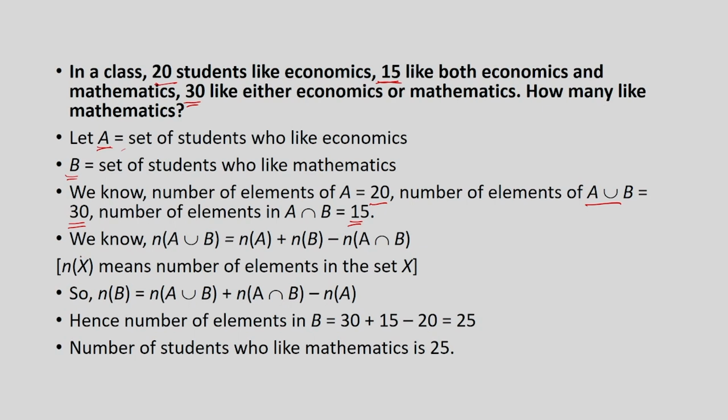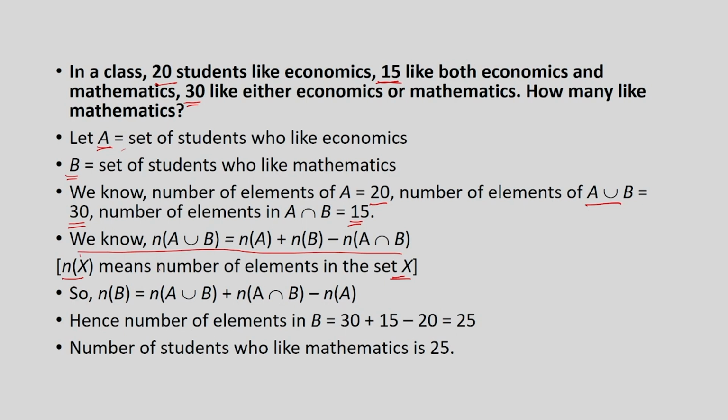And this is what we know, this is a theorem that we are going to use here, that n of A union B is equal to n of A plus n of B minus n of A intersection B. What is n? n of X means the number of elements in the set X. Okay. So, this is a sort of new notation that is being introduced here. If X is any set, then n of X denotes a number, that number is the number of elements in that set X.